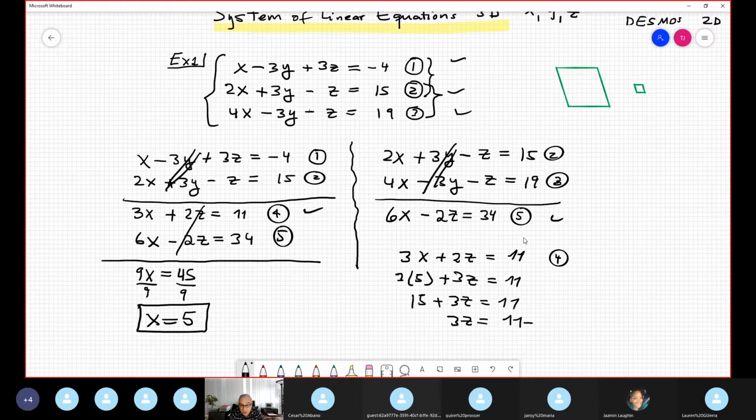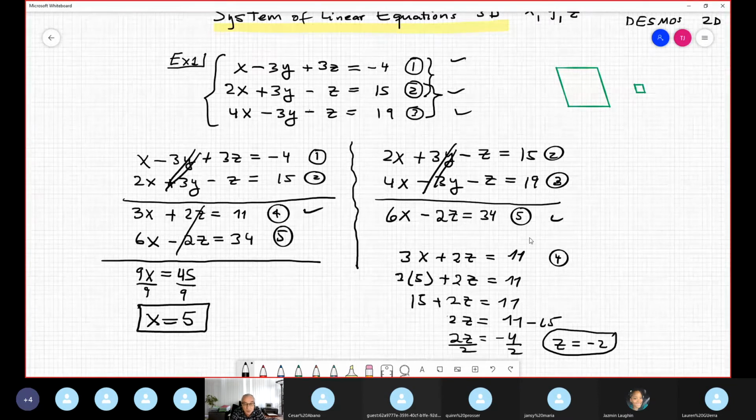2z, not 3z. Where does this 3 come from? Hello. This is 2, this is 2. 11 minus 15 is negative 4. So z is equal to negative 4 divided by 2. z is equal negative 2. Okay, almost ready, almost finished, because we have in my hand 2 values.